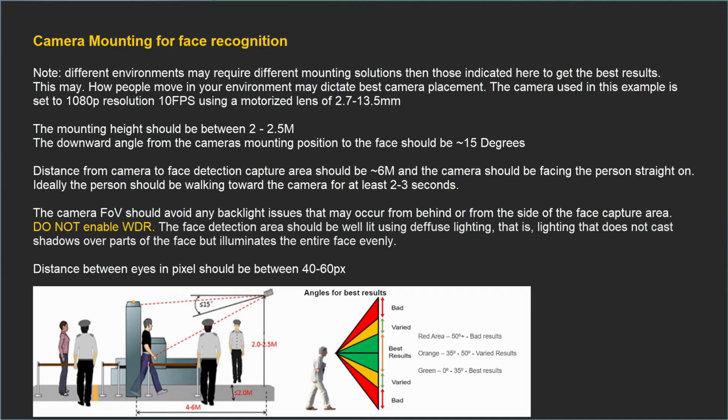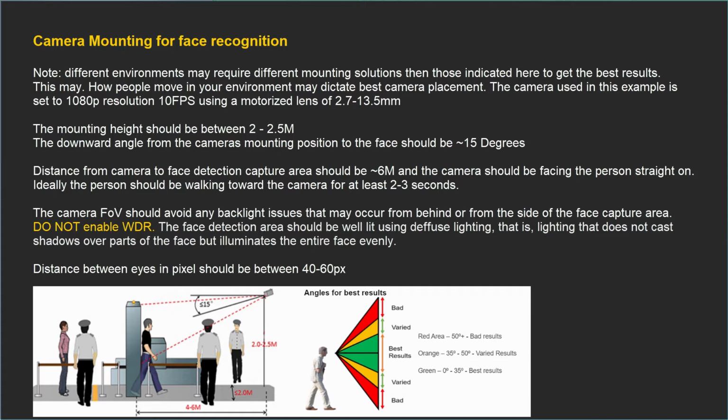Now the mounting height should be between 2 and 2.5 meters, and the angle from the camera mounting height in relation to the face should be around 15 degrees, and the distance from the camera to the face detection area should be around 6 meters. You should avoid any backlight issues. It's very important that you avoid any type of backlight issues, either coming from the back of the field of view or from the sides of the field of view.